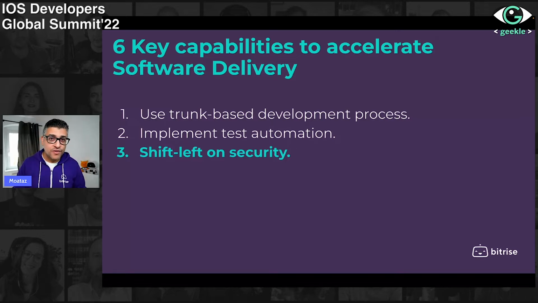And then number 3 is shift left on security, which means you need to focus on security testing by moving the security checks to the early stages of development. So don't test the security after you release your mobile application. You should run the security testing in the early stages of development, like in every PR, and even if someone changes something in the code, you can just run the security testing on this layer.